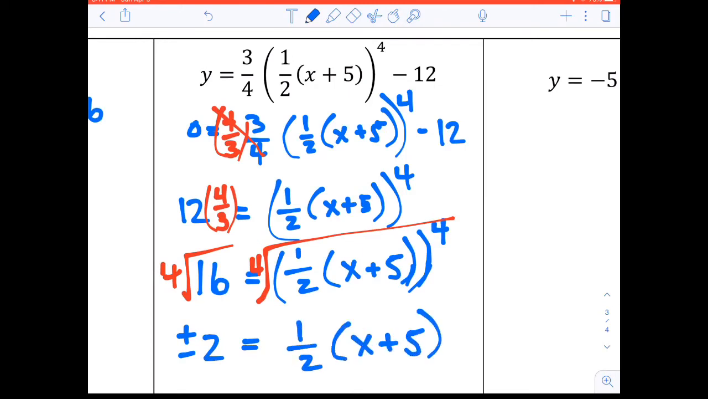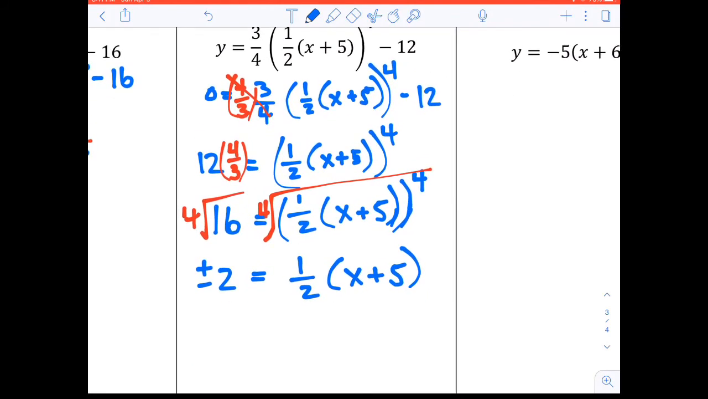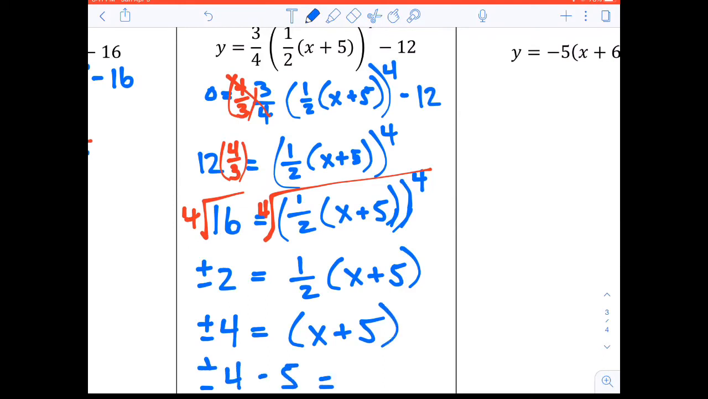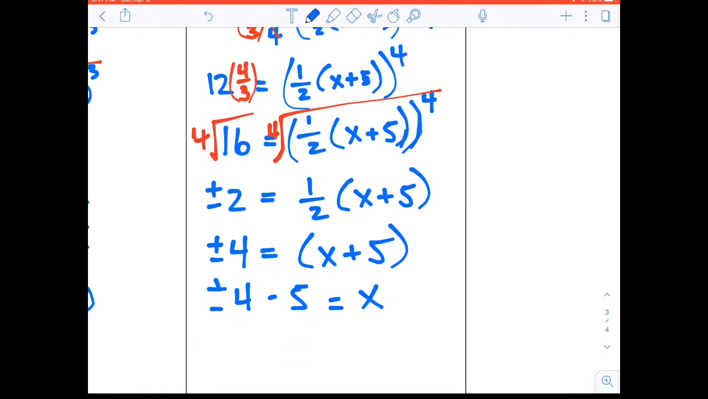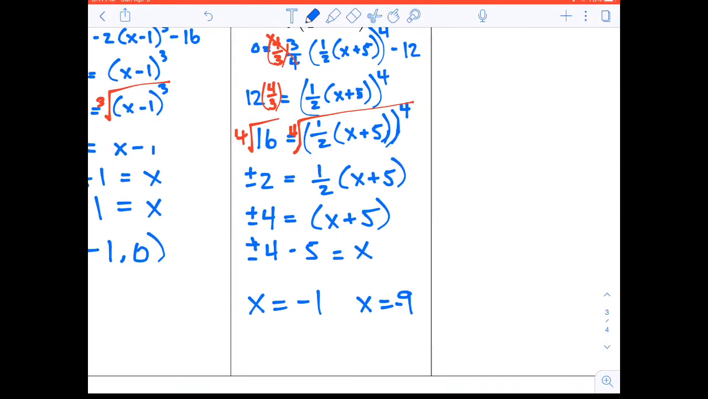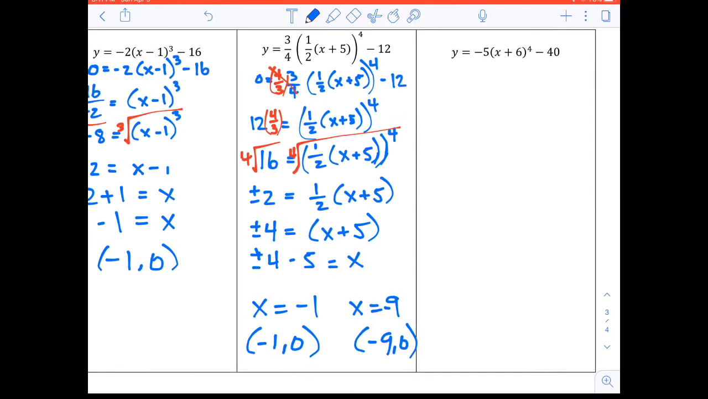And then it's just using algebra to get x by itself. Multiply both sides by 2 in order to get rid of that half. Bring 5 over to the other side. When I do that, it becomes negative. So now there's two answers for x. If I have positive 4 take away 5 is negative 1, or negative 4 take away 5, negative 9. So two x-intercepts in this case, negative 1 and 0, or negative 9 and 0. It's going to cross twice. It's a U shape. It's a to the power of 4, a quartic function.